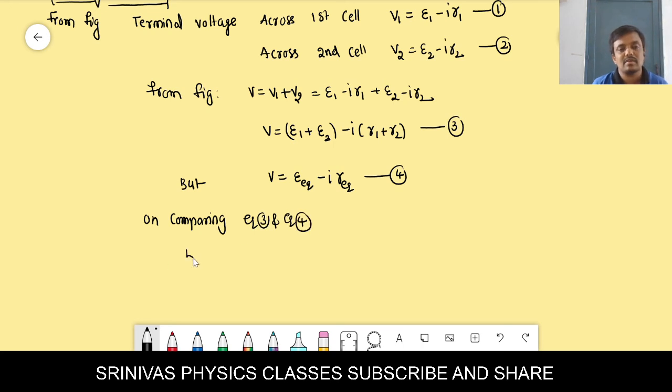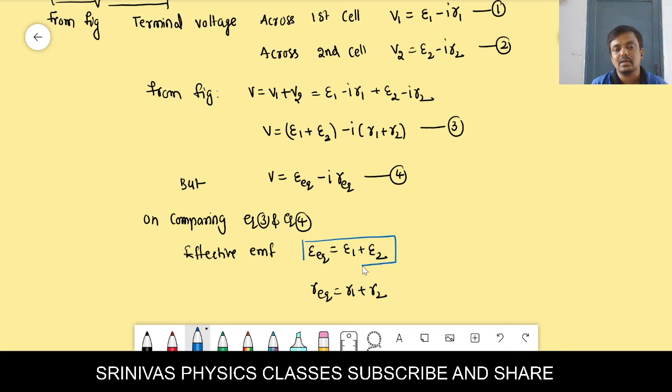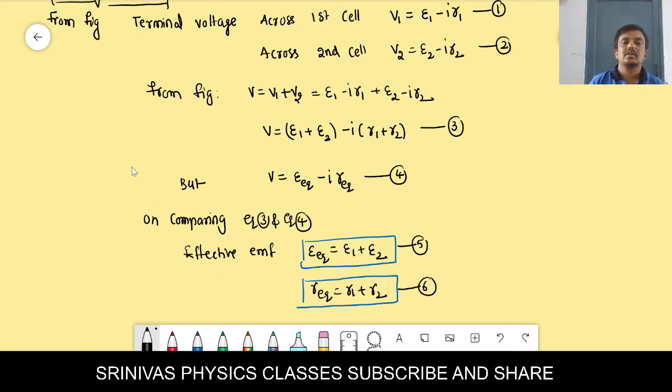The total EMF in the series combination, that is the effective EMF or the equivalent EMF, you see here, E equivalent is equal to E1 plus E2, right students? And R equivalent, the total internal resistance, we will get as R1 plus R2, right students? If you have any query in this derivation, then write in the chat box, or otherwise you can ask directly. Any doubt students in the derivation? It is similar to the series combination of resistors only, right? This is for the two cells.